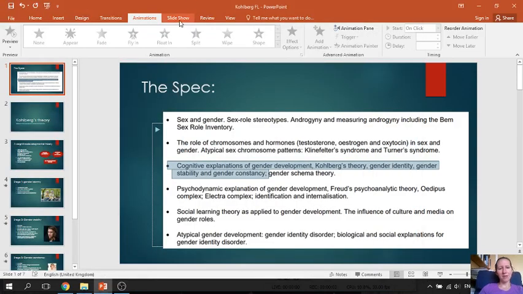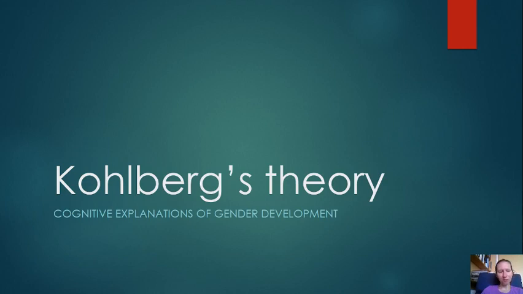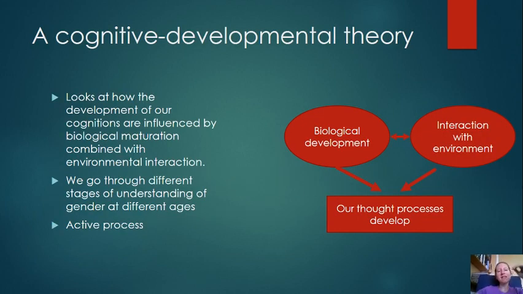This is for AQA Psychology, and this is the Year 2 topic of gender. We're looking in this video at cognitive explanations of gender development, and in particular Kohlberg's theory. And this theory is a cognitive developmental theory.